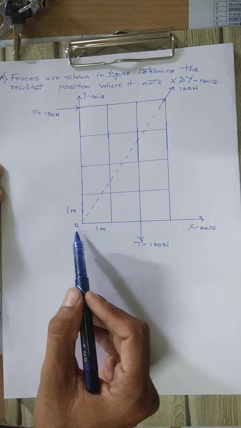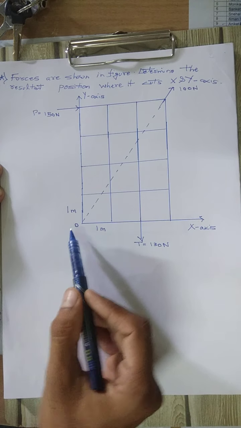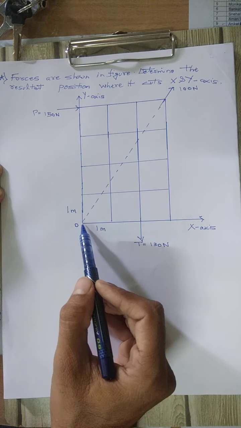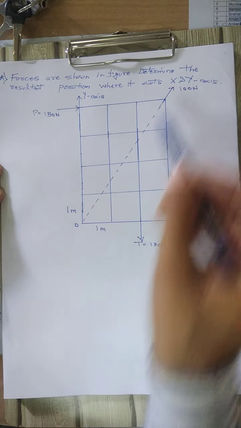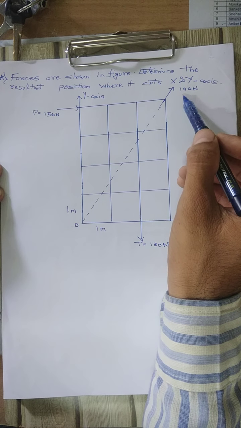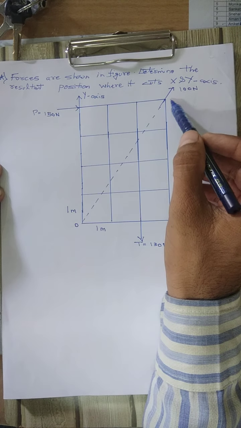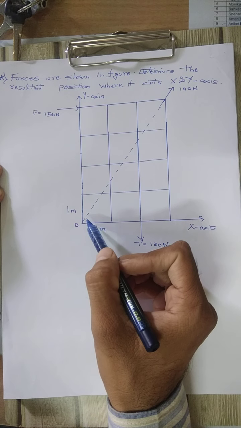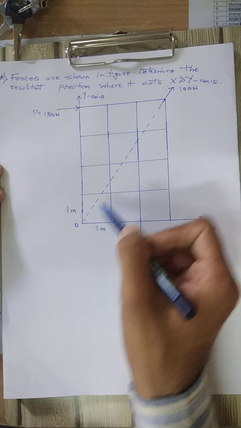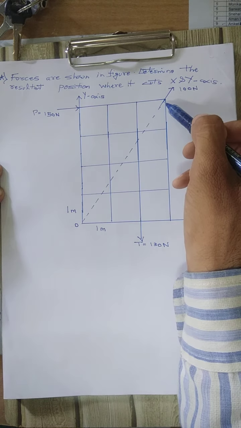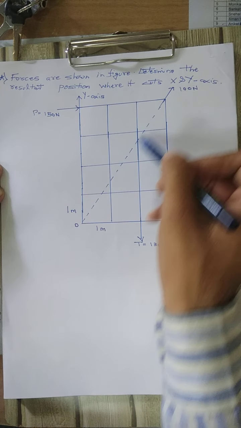Here O stands for origin, but the origin of this complete grid is this point. The starting point of this grid is at this point. That means this 100 Newton force will be passing through the origin of the grid. This dotted mark indicates the origin of the grid, and the 100 Newton force is acting along this origin.